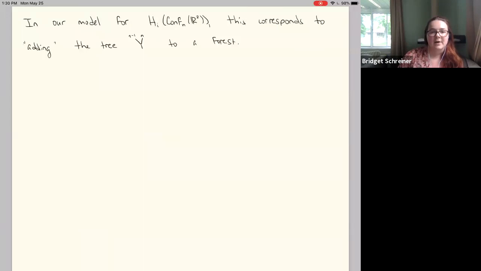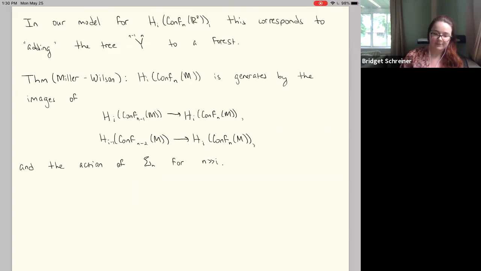If we look at our model for the homology of configurations of endpoints, this corresponds to taking a forest and just putting the tree that looks like a Y with n-1 and n at the end. That raises the homological degree by 1 because we're raising the total number of internal vertices by 1, and it raises the number of points by 2 just because we're adding the labels n-1 and n. So we're now looking at the two maps into the ith homology of configurations of endpoints.